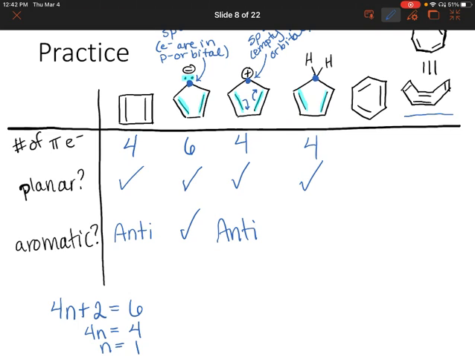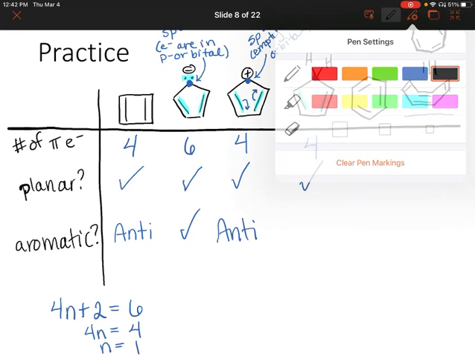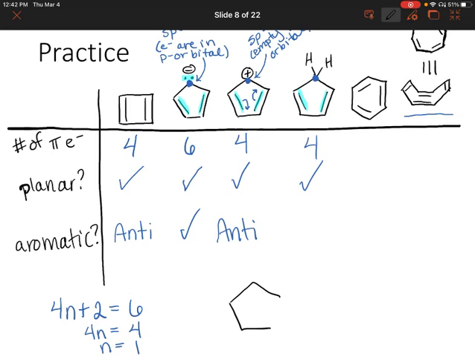All right, so we already said that if you only have 4 pi electrons, then that doesn't follow Huckel's rule, the 4n plus 2 rule. Okay, so now we just want to figure out, do we have a conjugated pi system? So let's draw a picture down below. And again, we have 2 hydrogens attached to the top carbon. Can we delocalize those pi electrons?